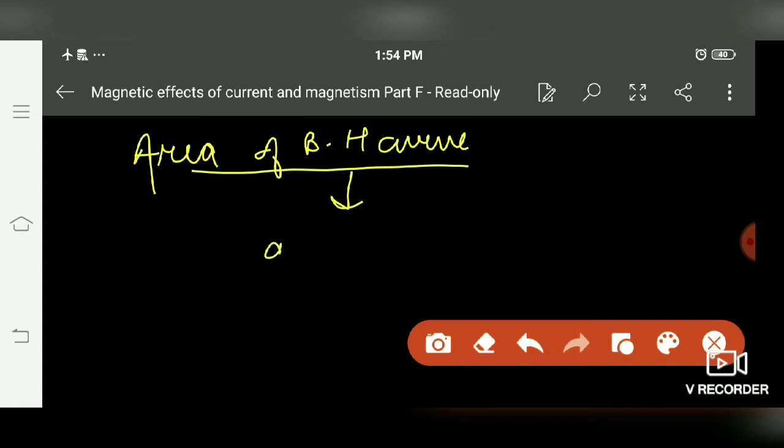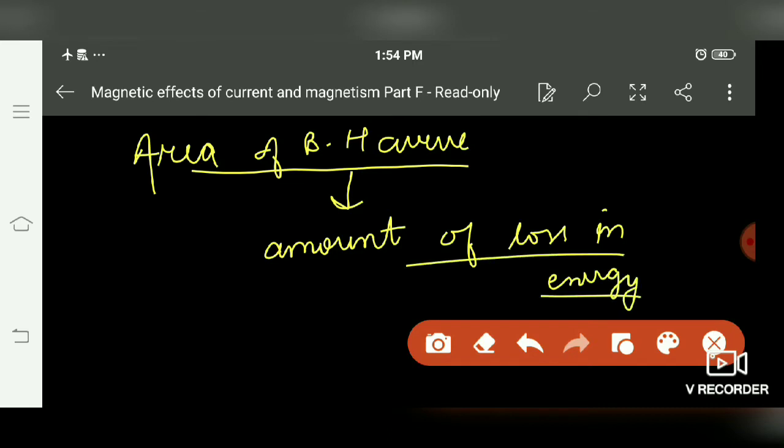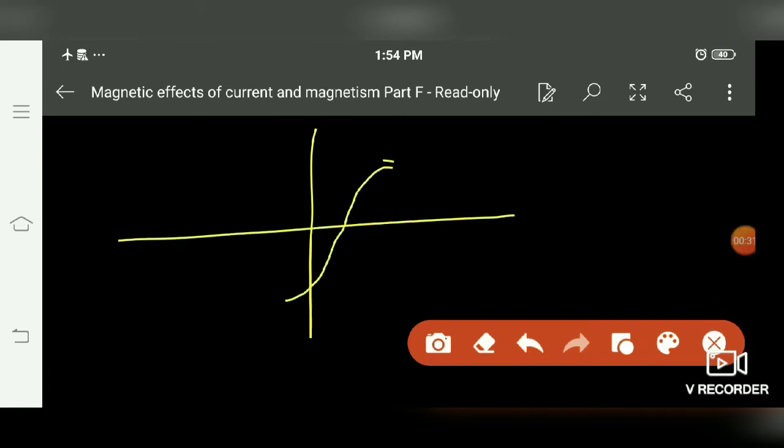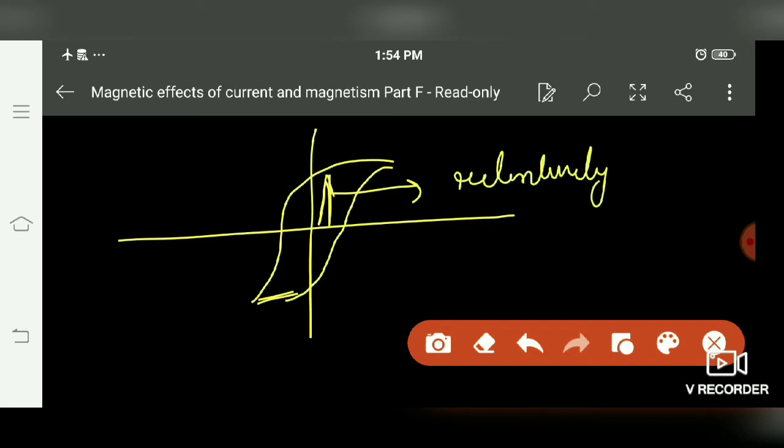gives the amount of loss in energy in the form of heat and other forms. So if we see from here, the graph is like this. This term gives the retentivity, whereas this term, this one, gives the coercivity.